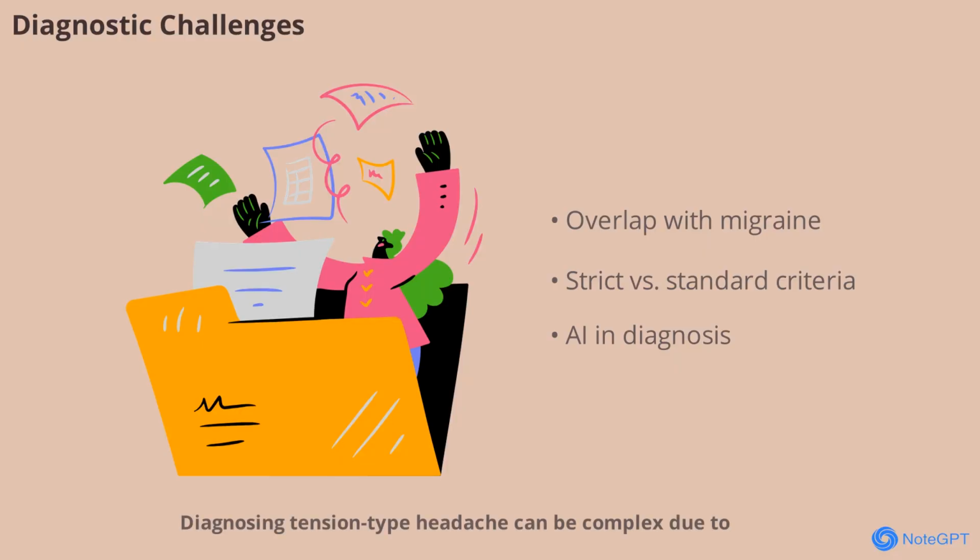Diagnosing tension-type headache can be complex due to overlapping symptoms with migraine and other headache disorders. TTH is characterized by bilateral non-pulsating pain without significant nausea or sensitivity to light and sound. However, mild forms of migraine can mimic TTH, leading to potential misdiagnosis.